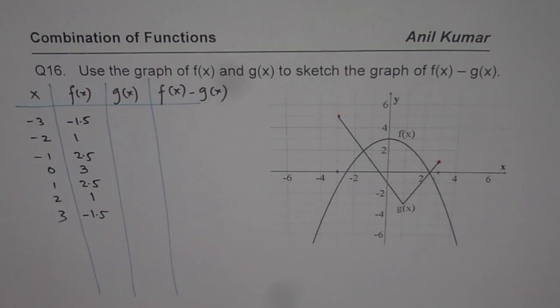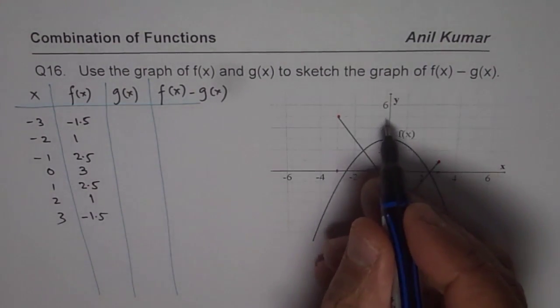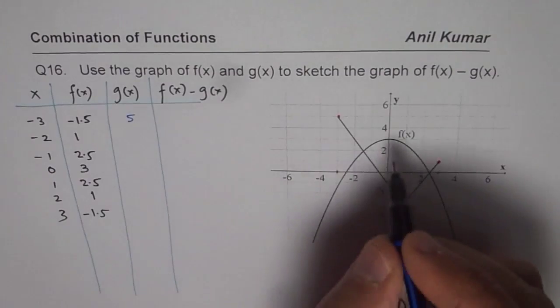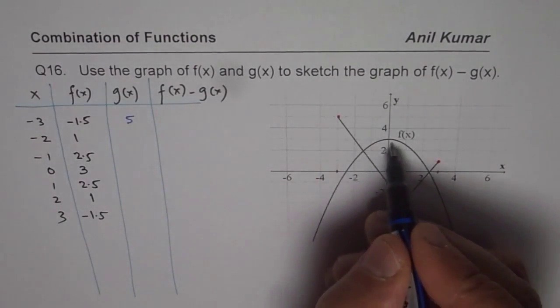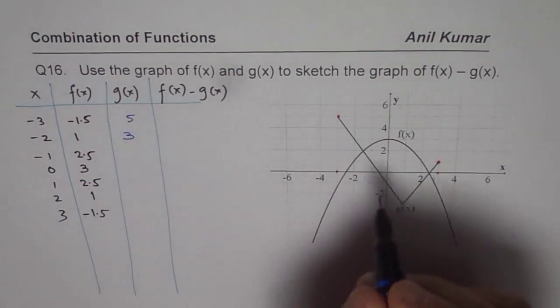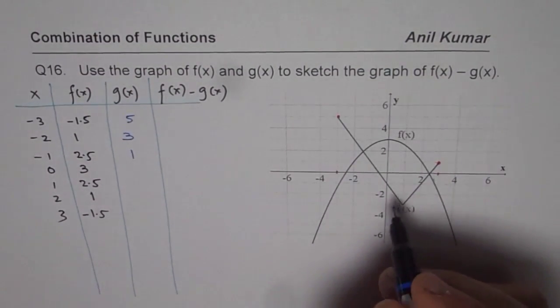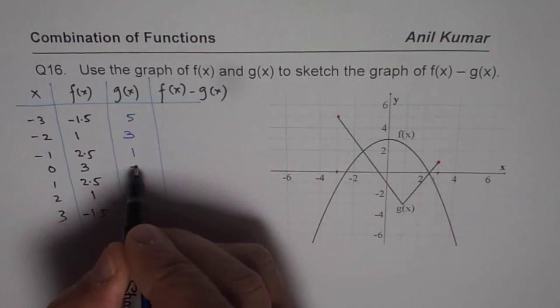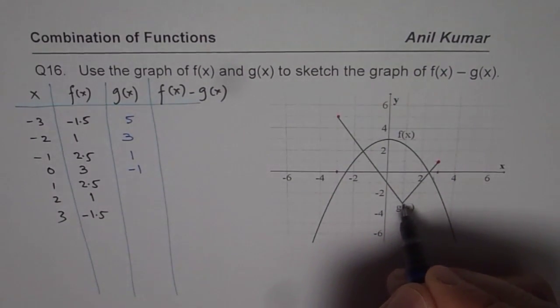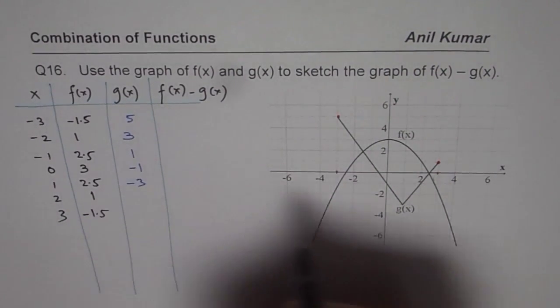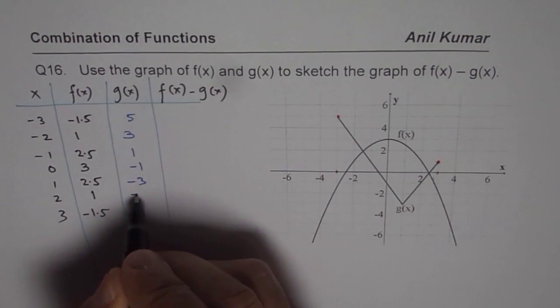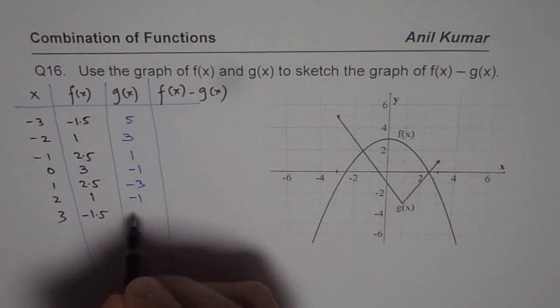So these are the values for f of x. Now let us write down the values for g of x, which is an absolute function, right? At minus 3 it is 5, and then at minus 2 it is 3, at minus 1 it is 1, at 0 it is minus 1, at 1 it is minus 3, at 2 it is minus 1, and at 3 it is plus 1.